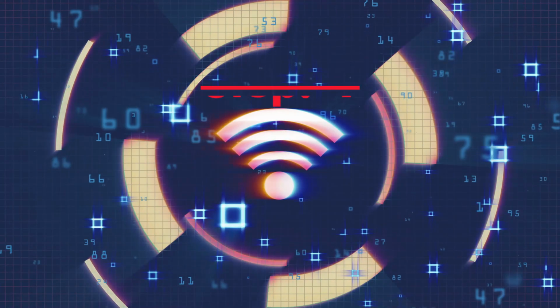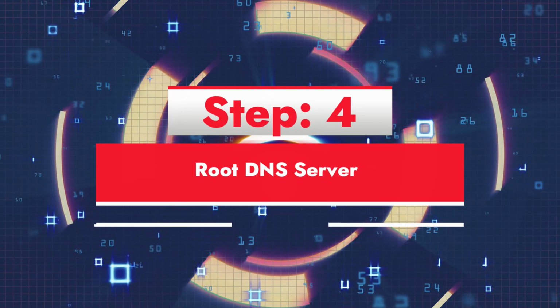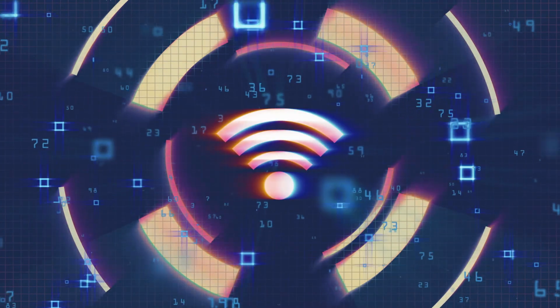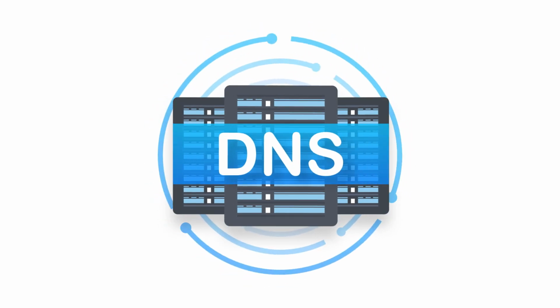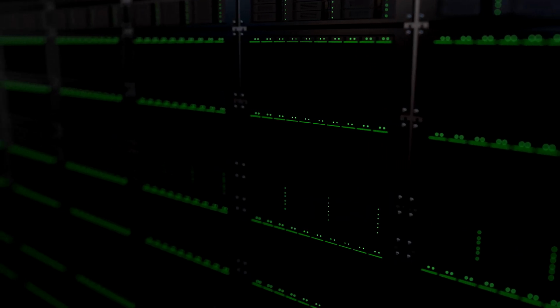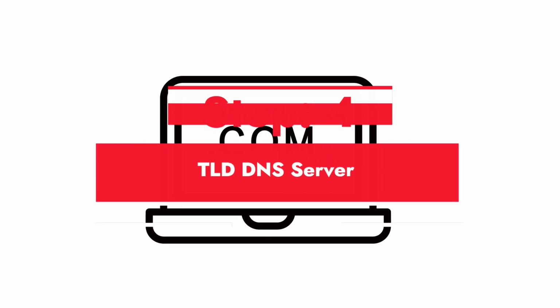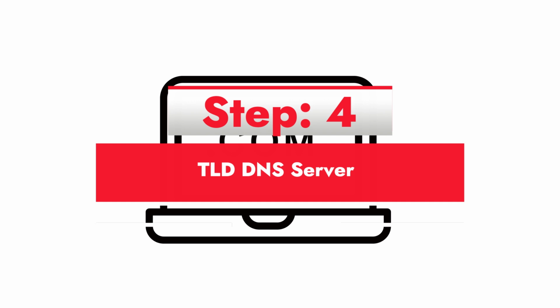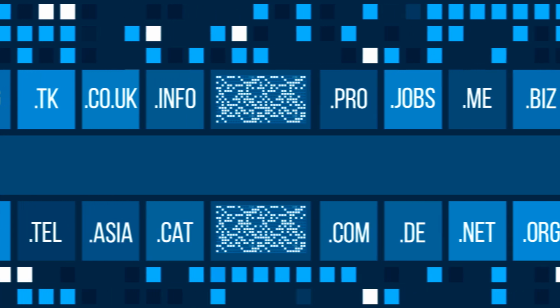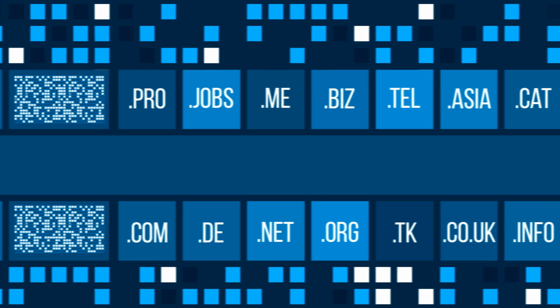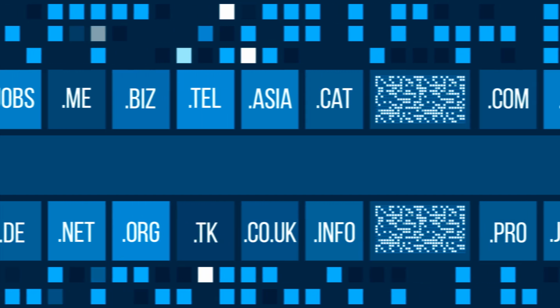Step 4. Root DNS server. The recursive resolver first contacts the root DNS server. Root servers are the top of the DNS hierarchy. They don't store specific domain information but direct the query to the relevant top level domain, that is TLD, servers. Step 5. TLD DNS server. The root server points the resolver to the appropriate TLD DNS server. TLD servers handle information about domains within their specific extensions. For example, the .com TLD server knows where to find authoritative information for all .com domains.